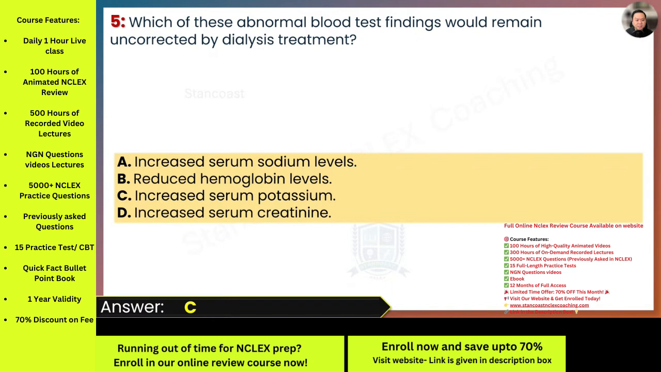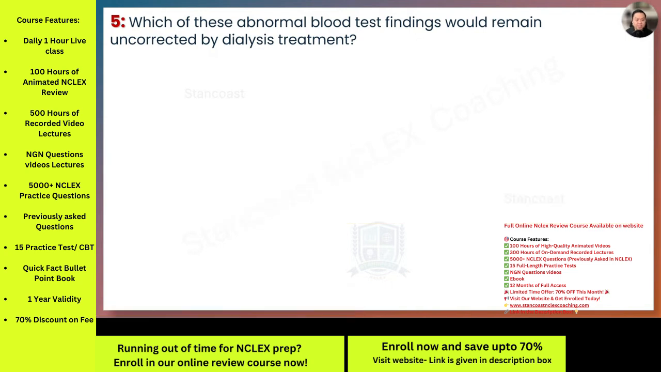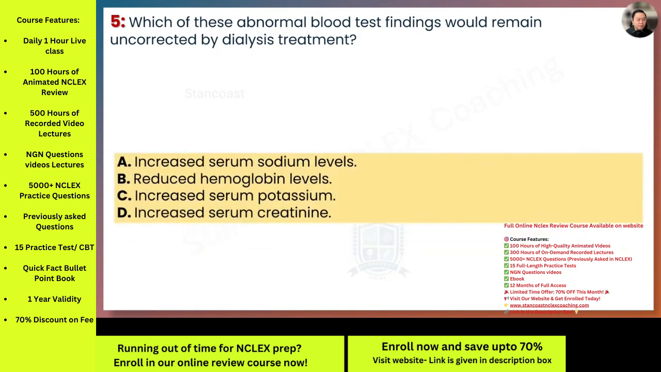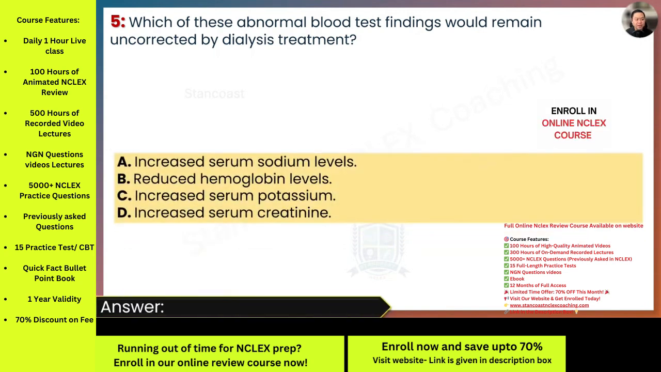So that is option B, not C. All right. So the correct answer there is letter B, reduce hemoglobin levels. We know that dialysis is a great modality in removing the waste products and also balancing the electrolytes. But one thing it cannot fix is anemia. That is the low hemoglobin level.